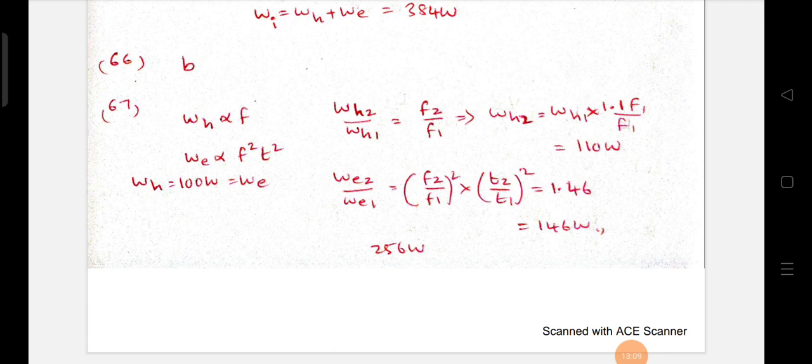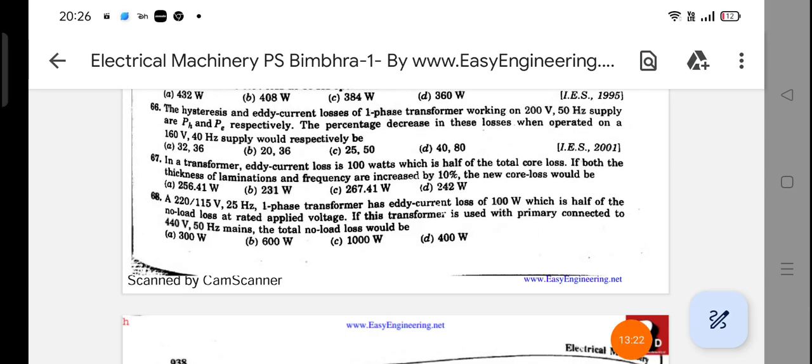Then total loss is equal to hysteresis loss plus eddy current loss, that is 110 watts plus 146 watts. The resultant value will be approximately 256 watts. From the given options, 256.41 is the correct answer. That means the first answer is correct.